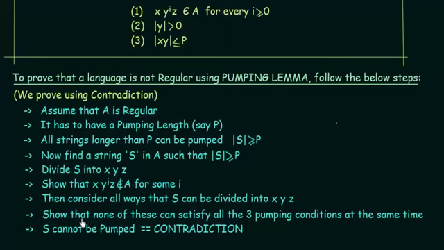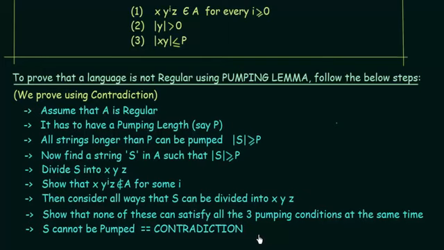So you have to find out all the ways in which you can divide this string s into three parts, x, y and z, and you show that none of these can satisfy all three pumping conditions at the same time. Once you show that these three conditions cannot be satisfied all at the same time, it shows that s cannot be pumped, which is a contradiction, because if A is regular, then it should be able to be pumped. Since it cannot satisfy all three conditions, it is a contradiction to the statement that A is regular. So we prove that A is not regular, and using pumping lemma we have proved that A is not a regular language.